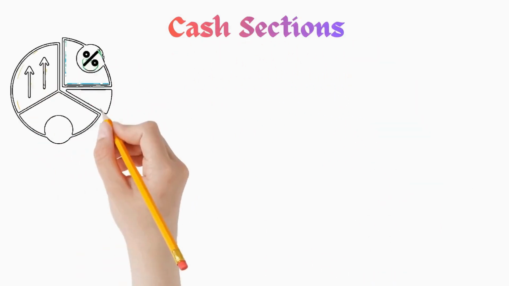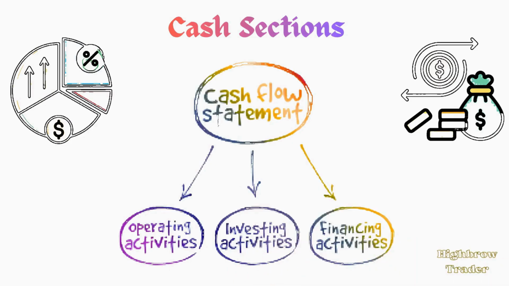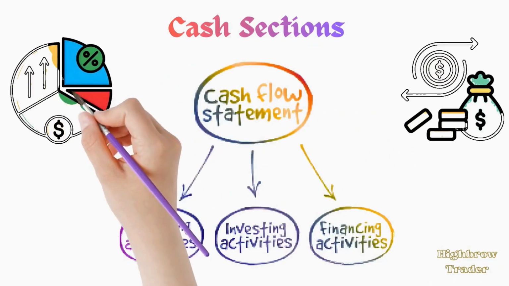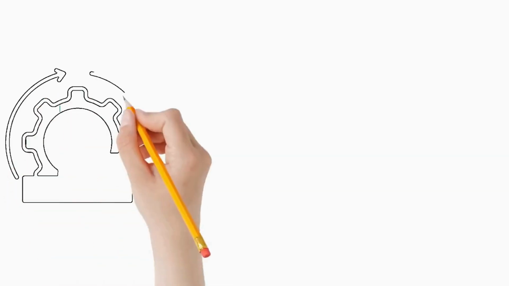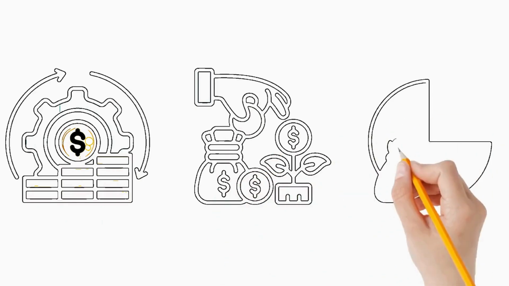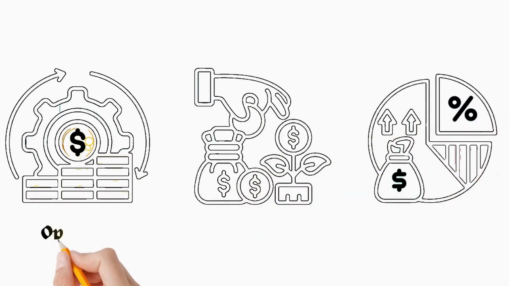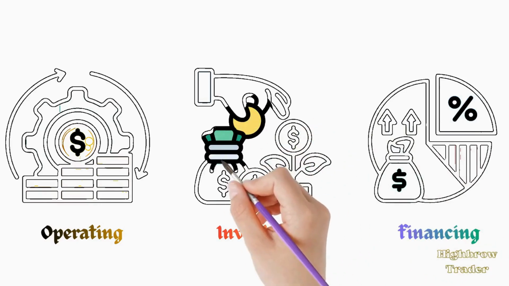The cash flow statement is divided into three main sections: operating, investing, and financing activities. Each section reveals how cash is generated and used in different areas of the business. Operating activities focus on core business operations. Investing activities reflect long-term asset decisions. Financing activities show how the company raises and returns capital.